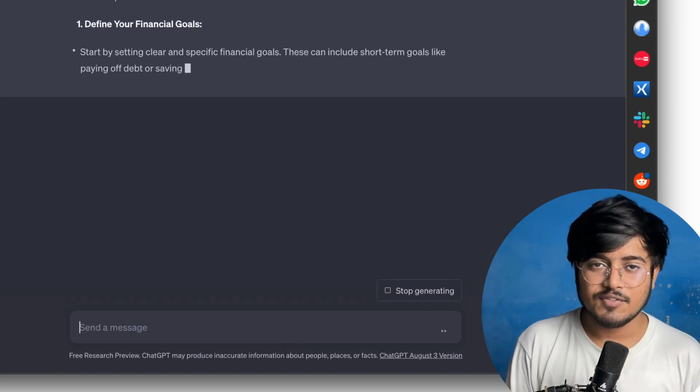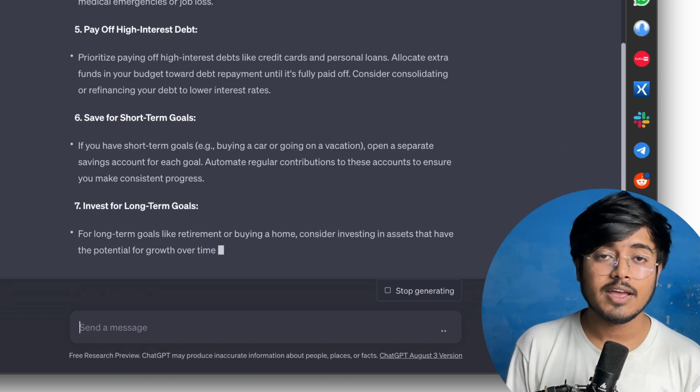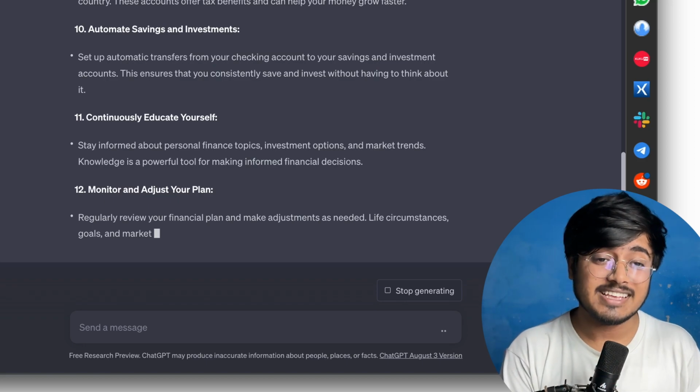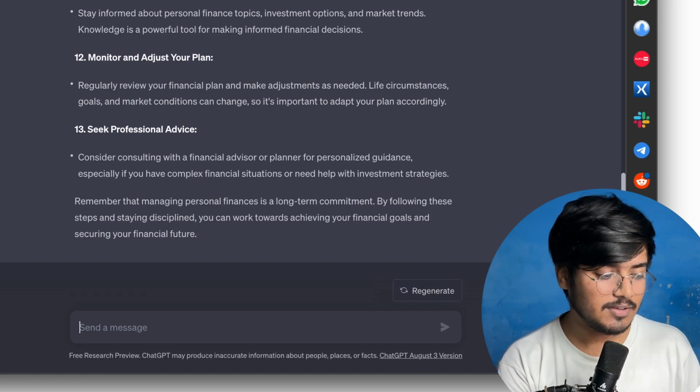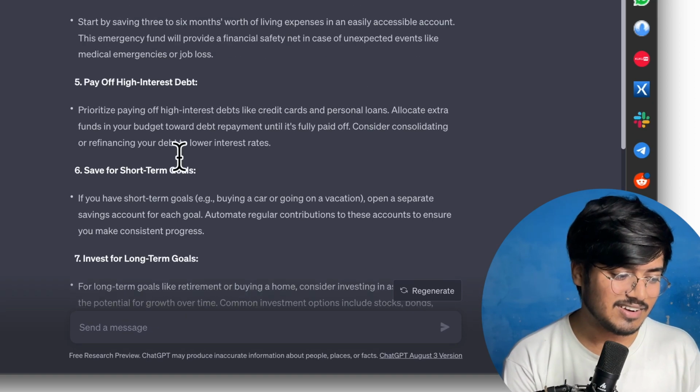First, you need to understand, if you go for the personalized thing, like if you mention what your earning is, how much your expenditure is, how much you are saving, and how much you want to invest, it will give you a very personalized response. It is now giving me a very general response. These are the points which you can follow to learn about financial literacy.